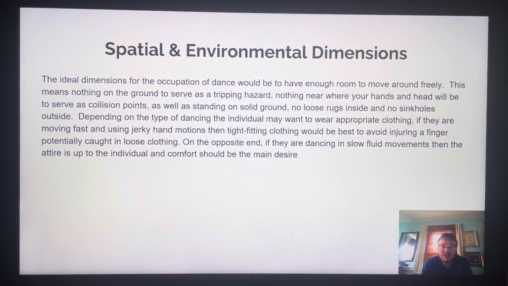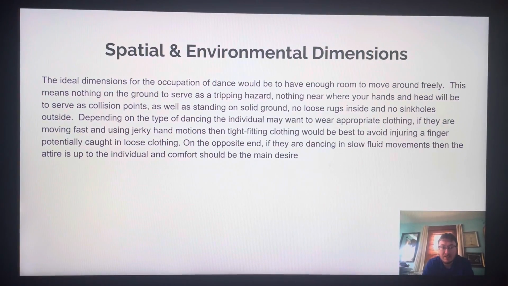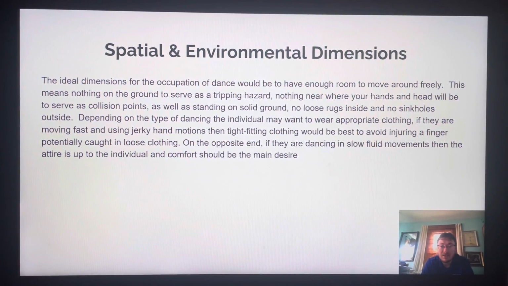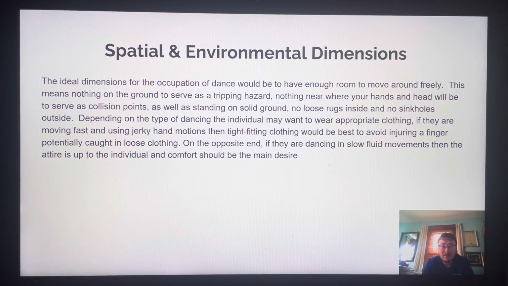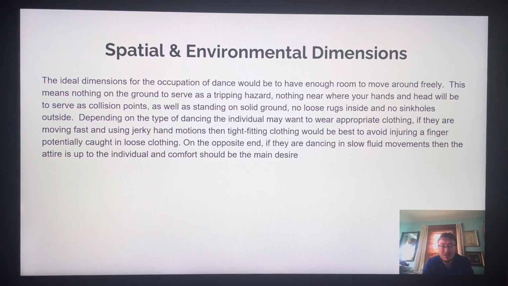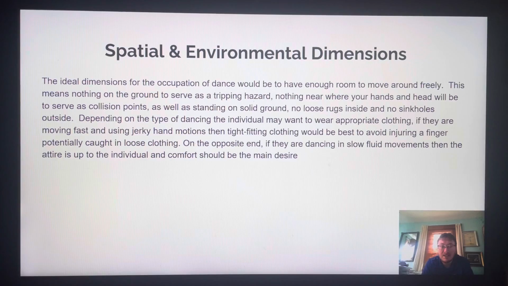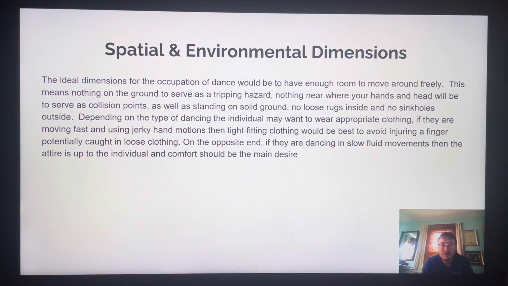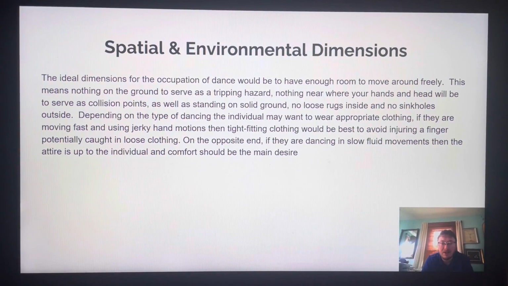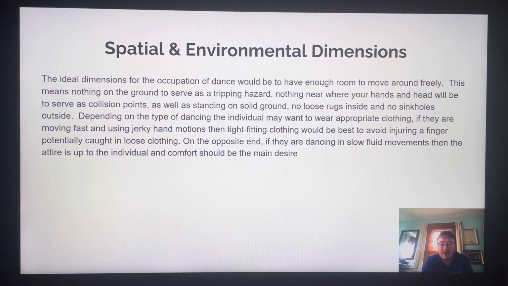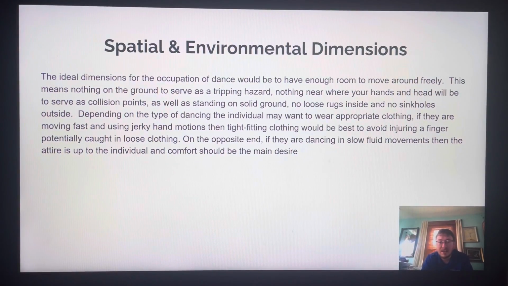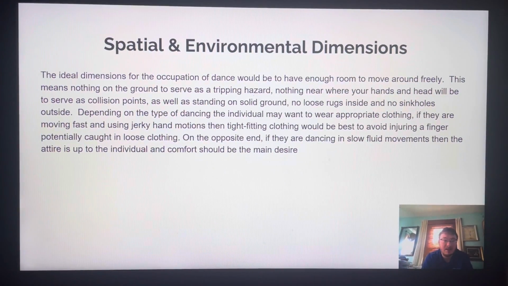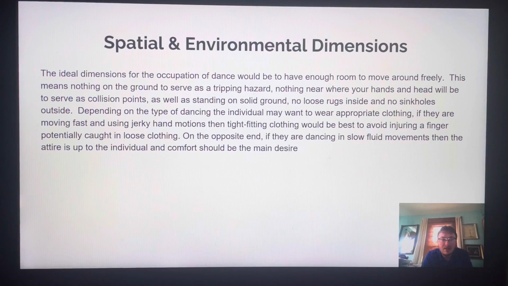For spatial and environmental dimensions for dancing, all you really need is just enough room to move around. That means nothing on the ground that's going to make you trip, such as a loose rug if you're inside, or a pothole in the ground if you're outside. Nothing around you where your head or hands are going to hit as you're swinging them around.